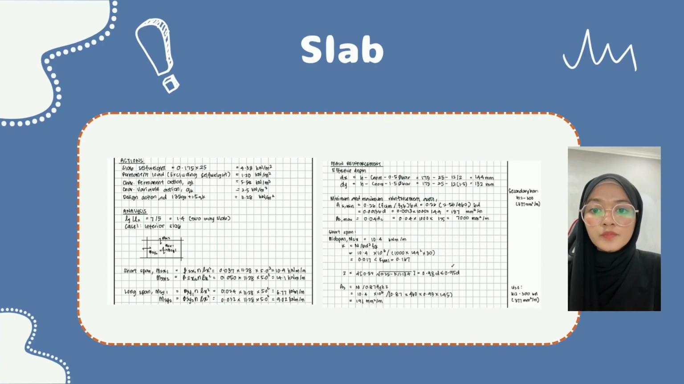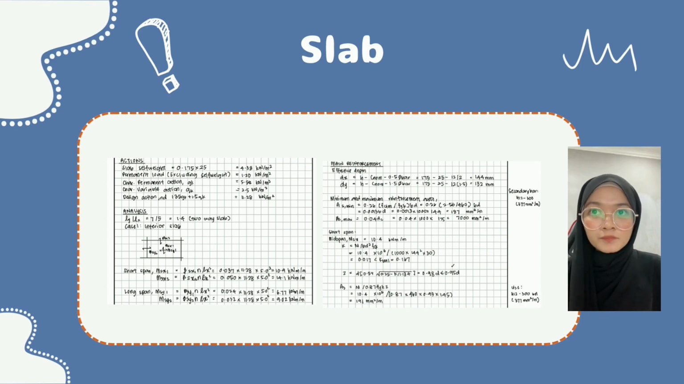First, I calculate the action. The slab weight is 0.175, the thickness, times the concrete unit weight of 25, and I got 4.38 kN per meter square. Next, I got the design action with the formula 1.35 GK plus 1.5 QK, that I got 11.28 kN per meter square.